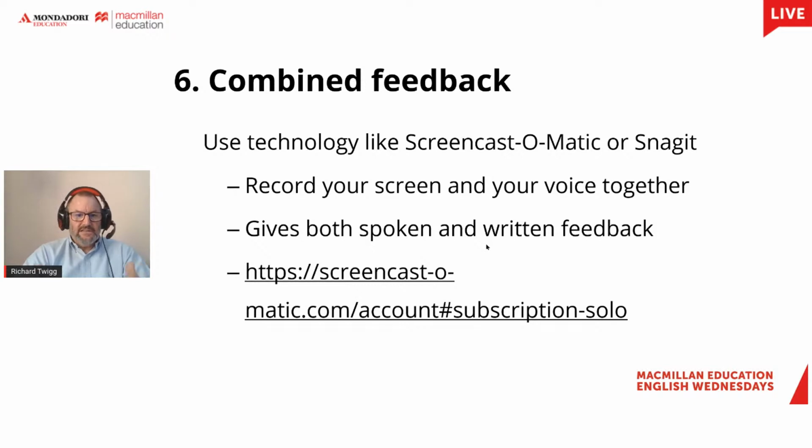Combined feedback. Now, this is something we can really only do online. And this is for people that are not technologically shy, or shy away from technology. Screencast-O-Matic is free of charge. Snagit, you have to pay a registration fee for, but there is a free trial. And basically, you could record your screen like I'm doing a presentation now. It's a similar kind of process.